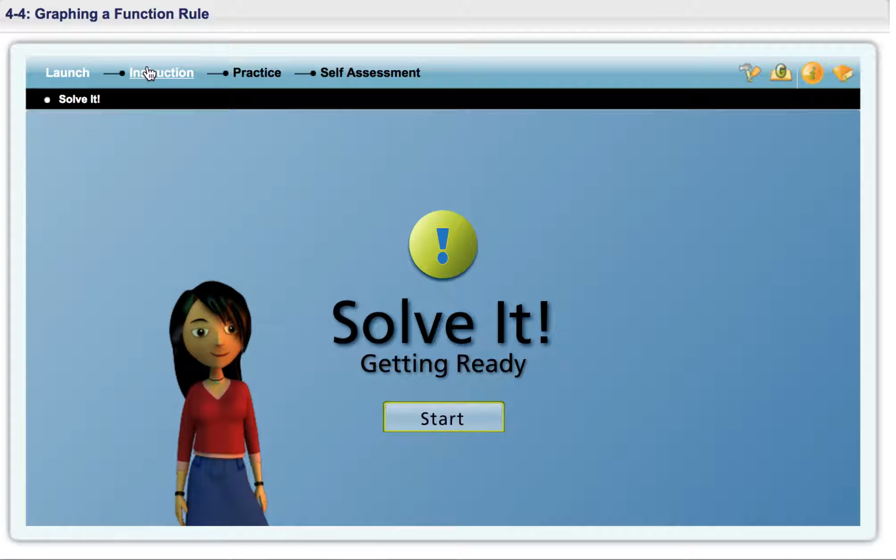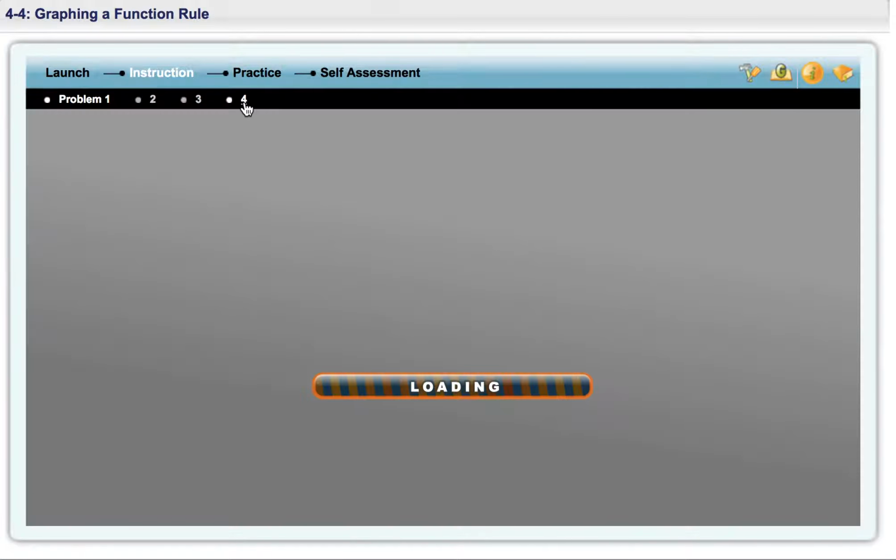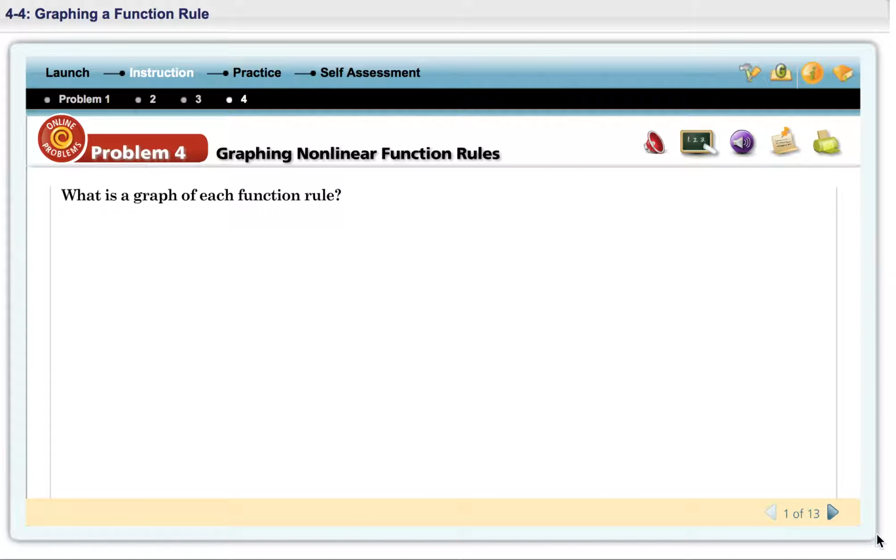So let's look at the last example in this section. We'll talk about graphing nonlinear functions. In this problem, you will graph nonlinear function rules. What is the graph of each function rule? Part A. y equals the absolute value of x minus 4.